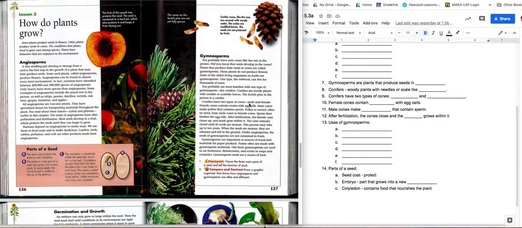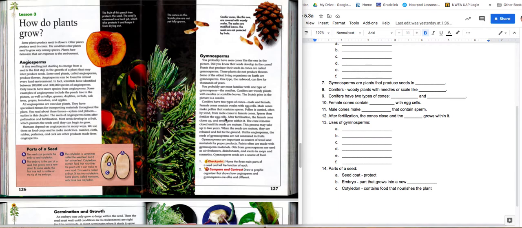Conifers have 2 types of cones, male and female. Female cones contain ovules with egg cells, your notes. Male cones contain pollen that has the sperm. Pollen then is carried, usually by the wind, from male cones to female cones. Sperm then fertilize the egg cells, which you learned about 2 chapters ago.